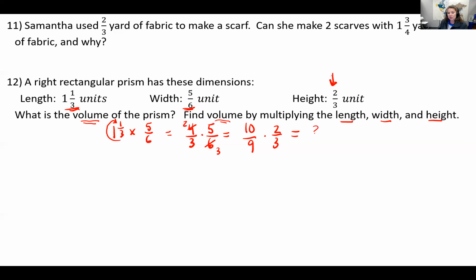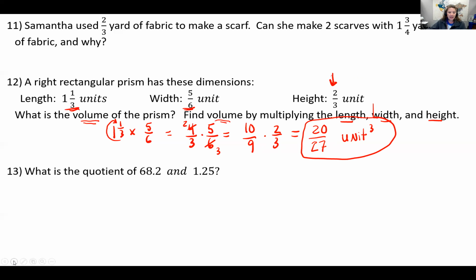So 10 times 2 is 20. 9 times 3 is 27. And it doesn't simplify. So the answer is 20/27 cubic units. Volume is always given with a little 3 right there because we multiplied 3 dimensions, length, width, and height. So 20 over 27 is what we got.